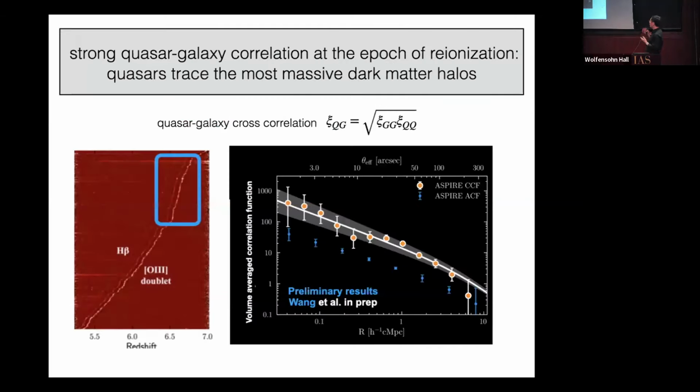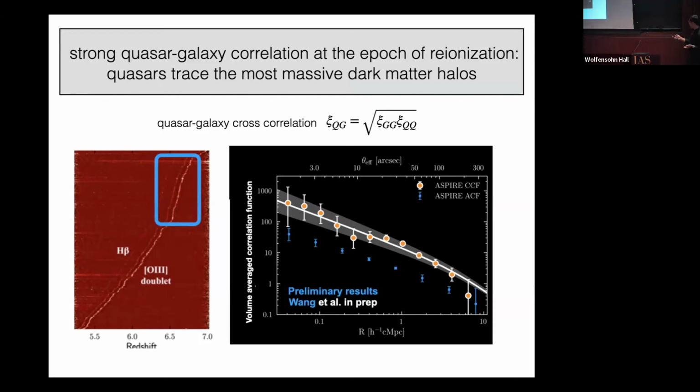But finally, now we have enough sample that we can actually do statistics. So the goal is to get the quasar-galaxy cross correlation, because we expect the quasar-galaxy cross correlation to be the geometric mean of the galaxy-galaxy and quasar-quasar correlations. What that predicts is that if quasars are really in more massive dark matter halos than your average redshift 7 galaxies, then the quasar-galaxy cross correlation will be stronger than the galaxy-galaxy one. And we can measure both with the same data. So that's the quasar-galaxy cross correlation, and that's the galaxy-galaxy one. They are indeed stronger by quite a bit.